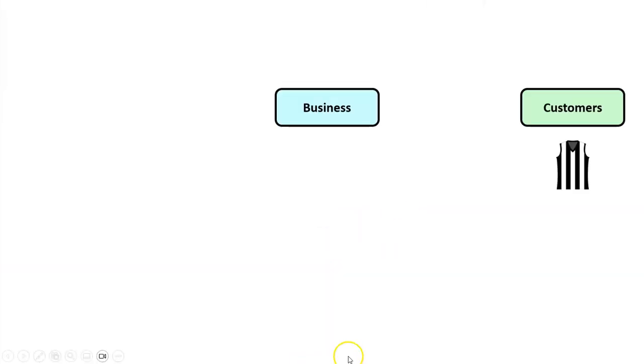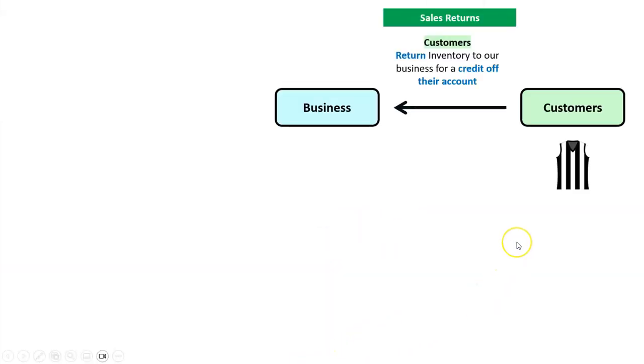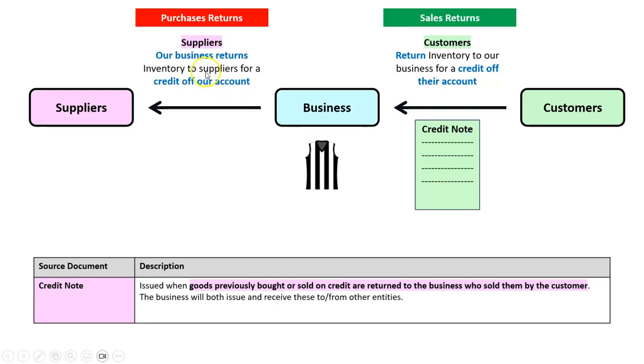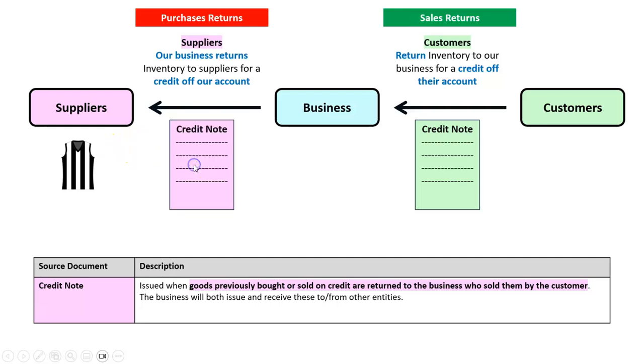However, there will be times when customers bring things back, and they could bring it back because it's faulty or the wrong size. When they do that, that's going to be called a sales return, which we'll deal with in a future video. The document that will get issued is a credit note, and that gives a credit to the customer off their account, and they don't have to pay us for the jumper that they returned. But our business will also return inventory to our suppliers, and we'll call those purchases returns. When we do that, we'll send the jumper back, and the document we'll get is also a credit note. So it's the same document, whether it's a sales return or a purchase return.